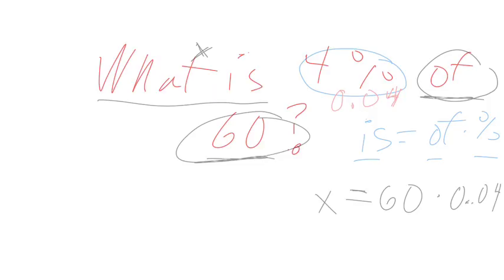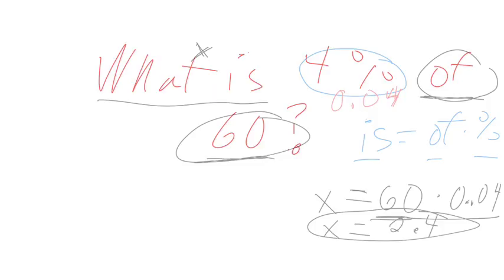So if you look at the equation, these are on the same side of the equation. So all we do to get our answer is multiply them together. So 60 times 0.04, using your calculator, is 2.4. So when you're trying to find the is or the of, that will be either an integer or a decimal. Okay? So our final answer is 2.4. That is 4% of 60.